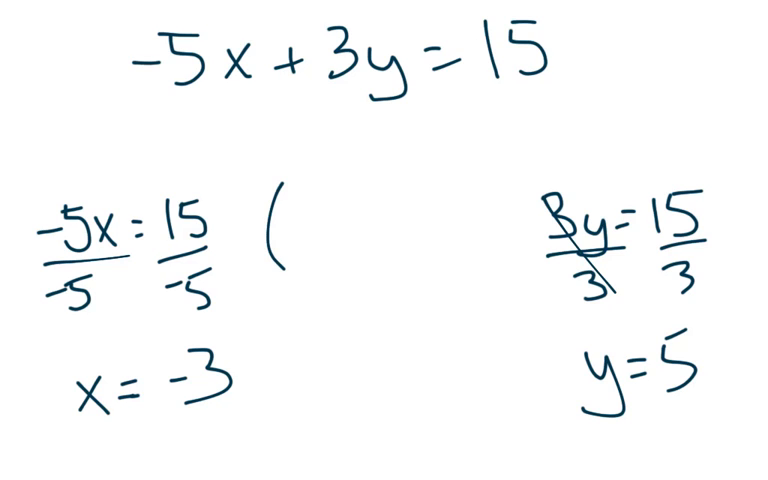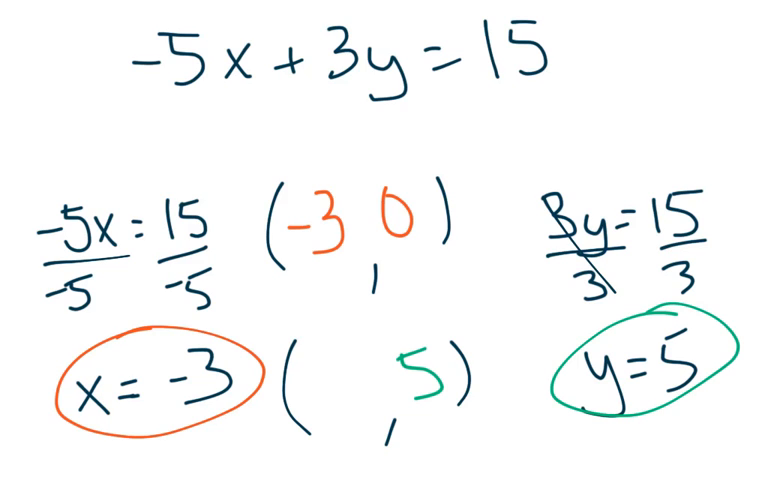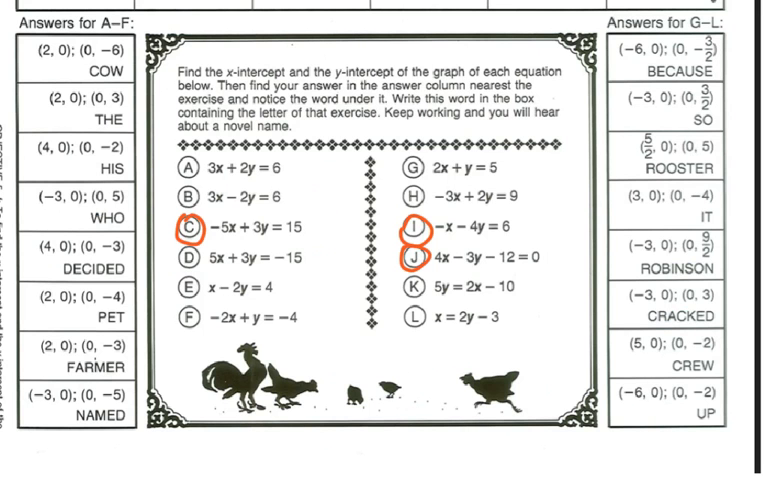I'm going to write them as coordinate points. Here, x is negative 3, which leaves y at 0. And over here, y is 5, which leaves x at 0. So these are my 2 points. I'm going to look for those answers on the sheet. And I see it right here, and it says who. So there was the answer for C. Let's try I.